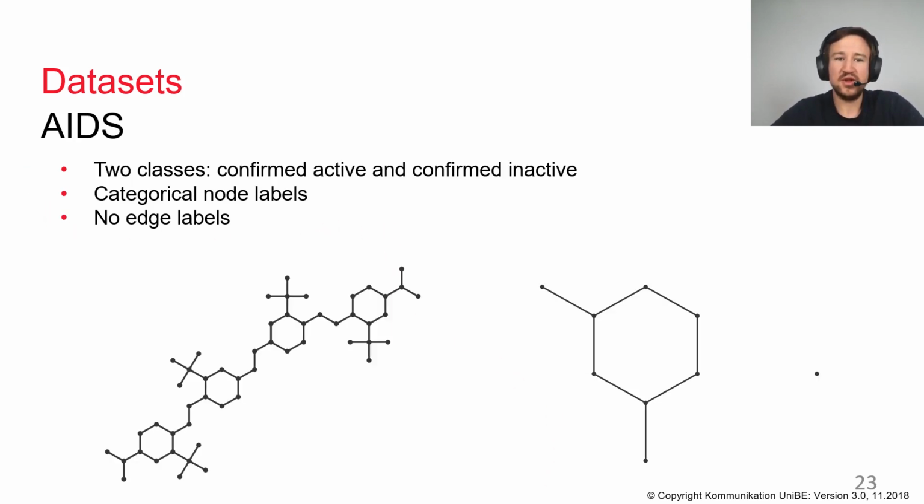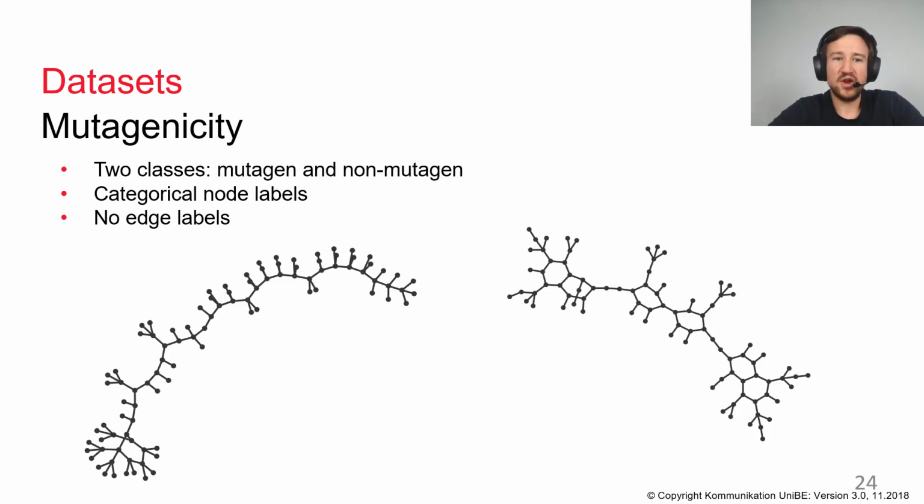Then similarly, the AIDS dataset, again 2 classes, confirmed active and confirmed inactive. It contains categorical node labels again and no edge labels. You can see 2 examples here. And lastly, the mutagenicity dataset, again 2 classes consisting of mutagen and non-mutagen molecules. The graphs again have categorical node labels and no edge labels.